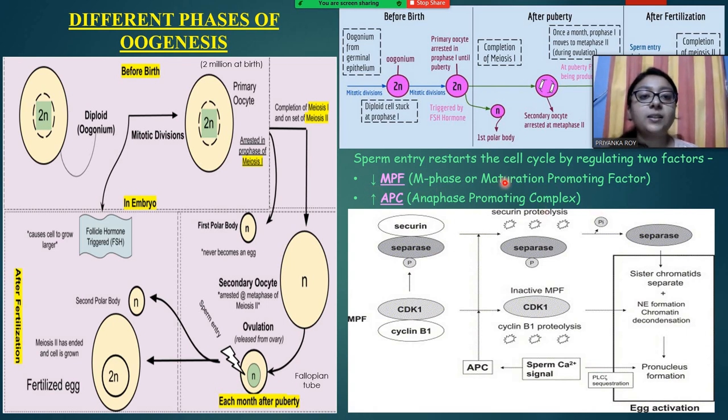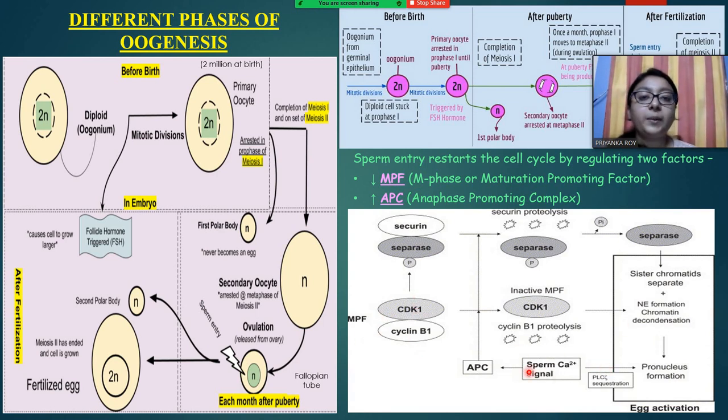MPF is the factor responsible for the G2 to M transition in the cell cycle. So MPF is basically responsible for maintaining the cell in the mitotic phase or M phase, metaphase basically, and helping in spindle formation, etc. For MPF to be active, the cyclin dependent kinase CDK1 needs to be bound by cyclin B1. With this attachment, the CDK1 is active and hence MPF is also active.